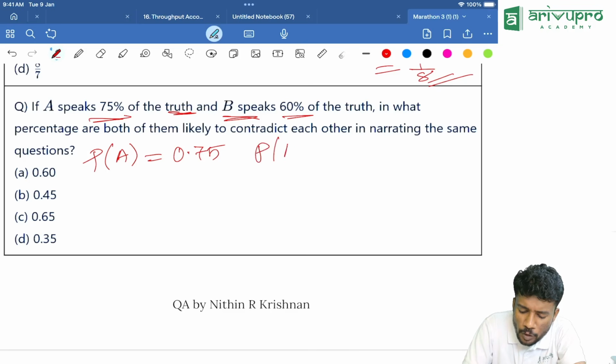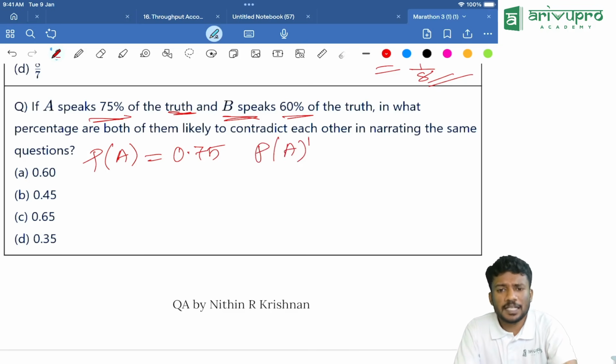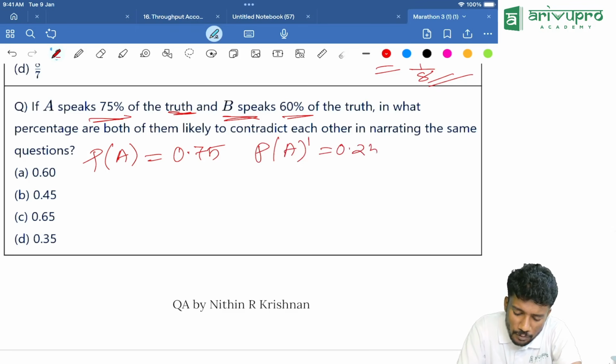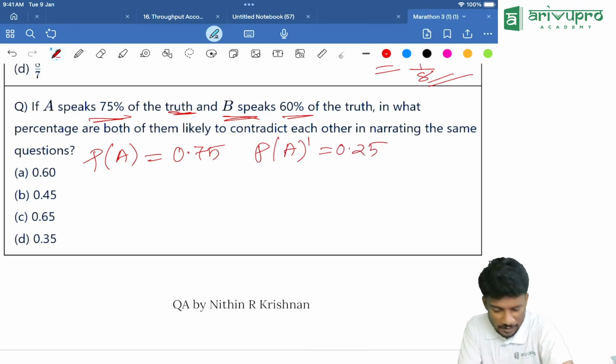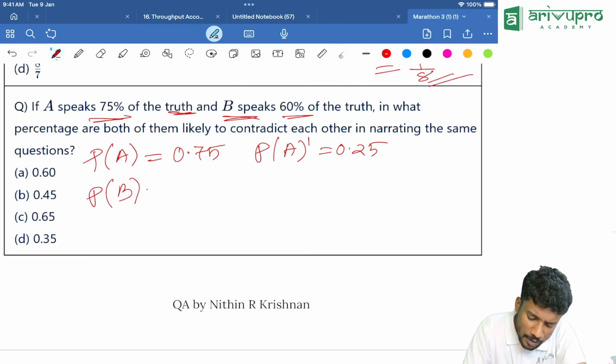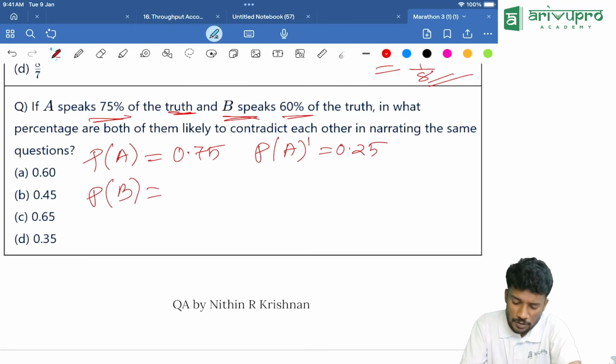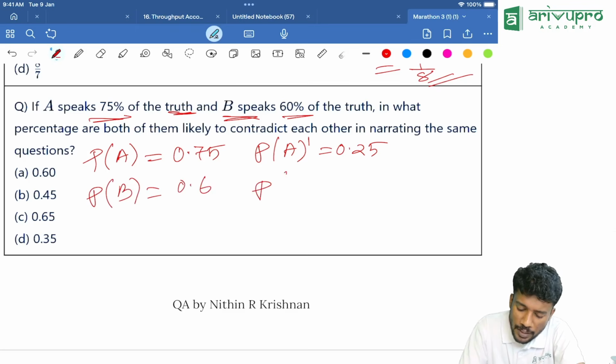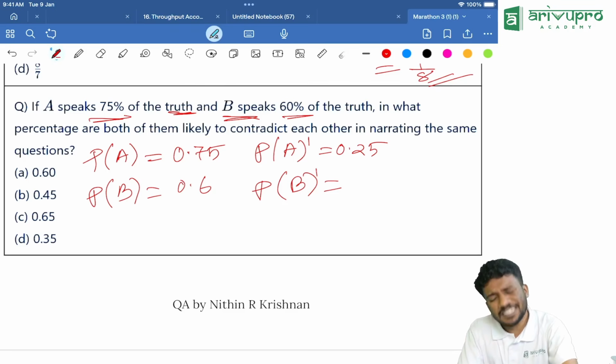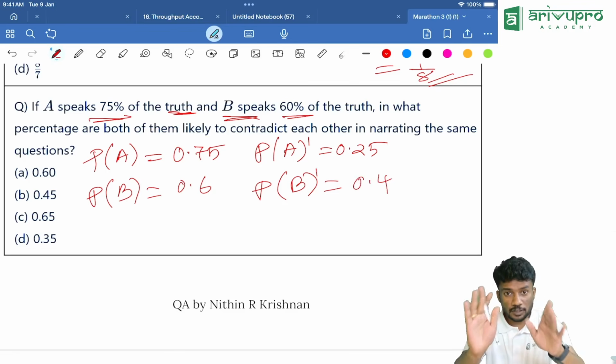Now, tell me, what is the probability of A not telling the truth? 0.25, am I correct? 1 minus 0.75. Now talk about B. P of B telling truth is how much? 0.6. P of B complement, that means he is lying or not telling truth, is 1 minus 0.6, that is 0.4. Now read the question carefully.